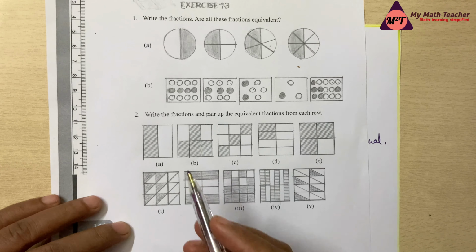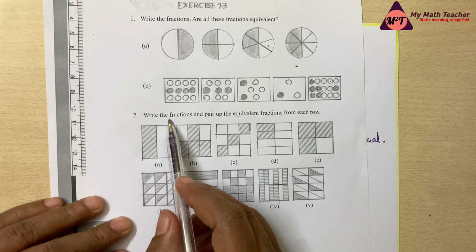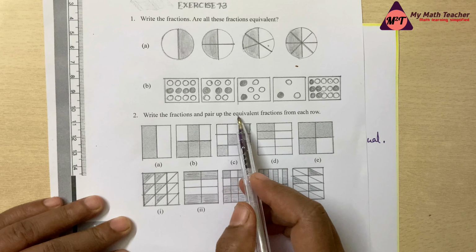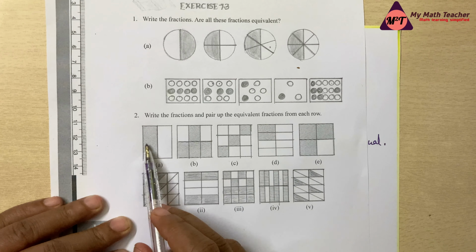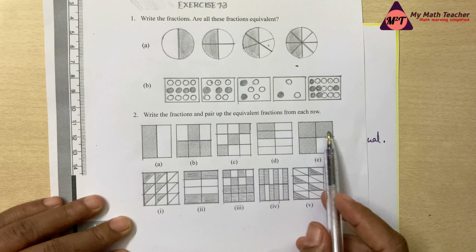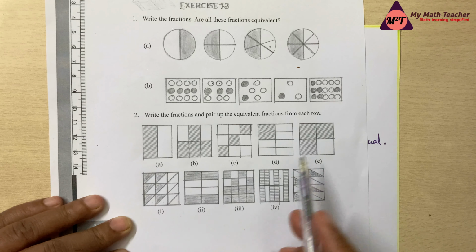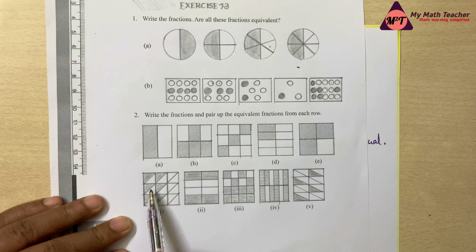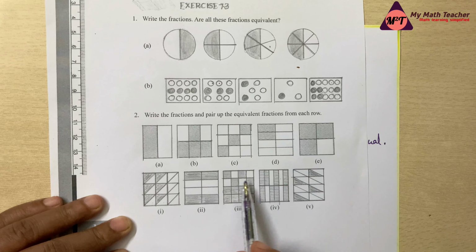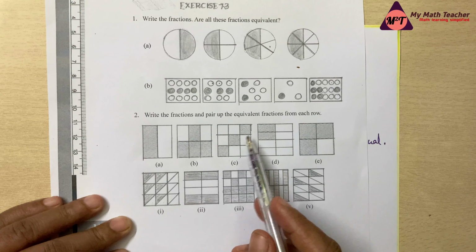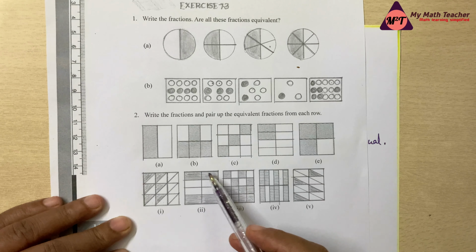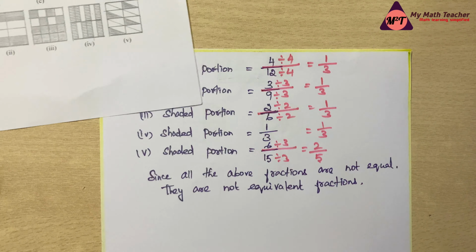Now the second question. Second question is, write the fractions and pair up the equivalent fractions from each row. So we have to write the fractions of all the given diagrams in the first row, and also find the fractions for the second row as well. Now after finding the fractions, you have to find the equivalent fractions from 1 and 2. Okay, let us start.